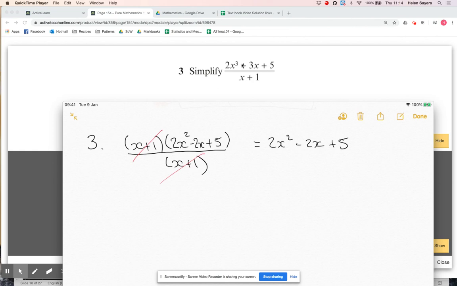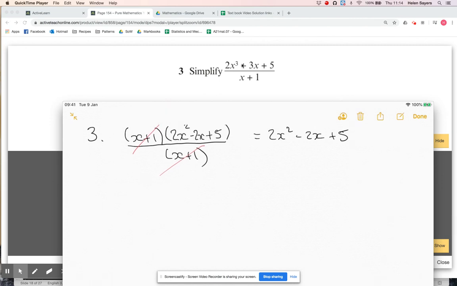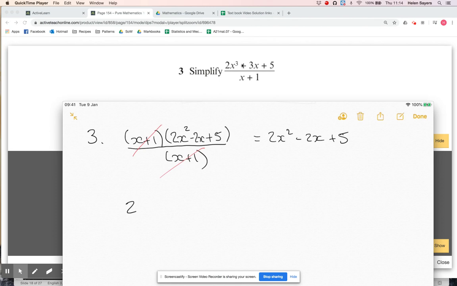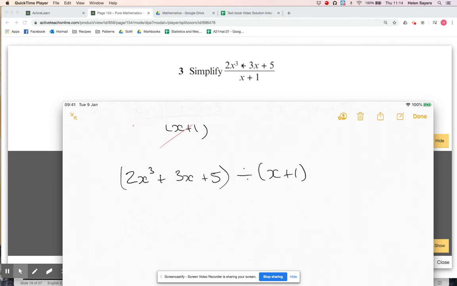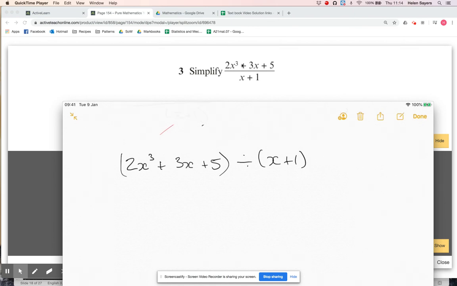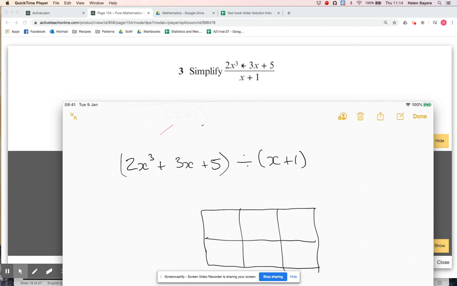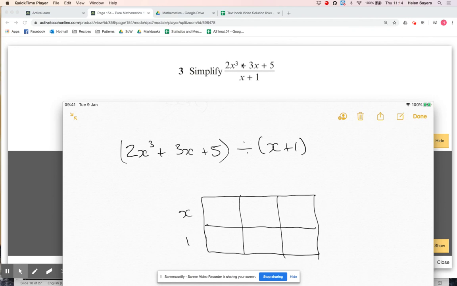Okay, so your alternative, as I said, it's the same method, or the same steps, just written out differently, is to do it as a division, because that's all a fraction is, isn't it? So all that is asking me to do is divide that cubic by x plus 1. I'll lay it out using the reverse grid method. You might lay it out using a long division. They are the same method. So if I'm dividing a cubic by a linear expression, I know I'm expecting a quadratic, so I'll leave a 2 by 3 grid.